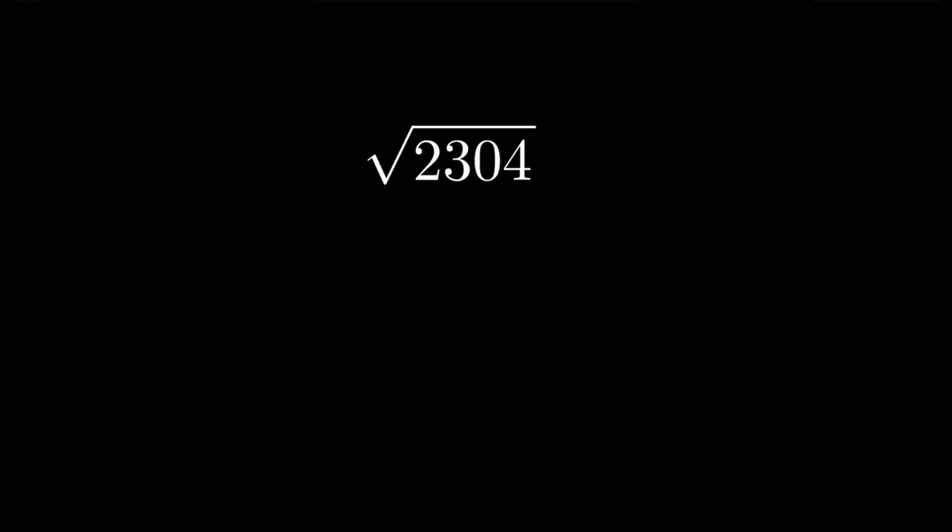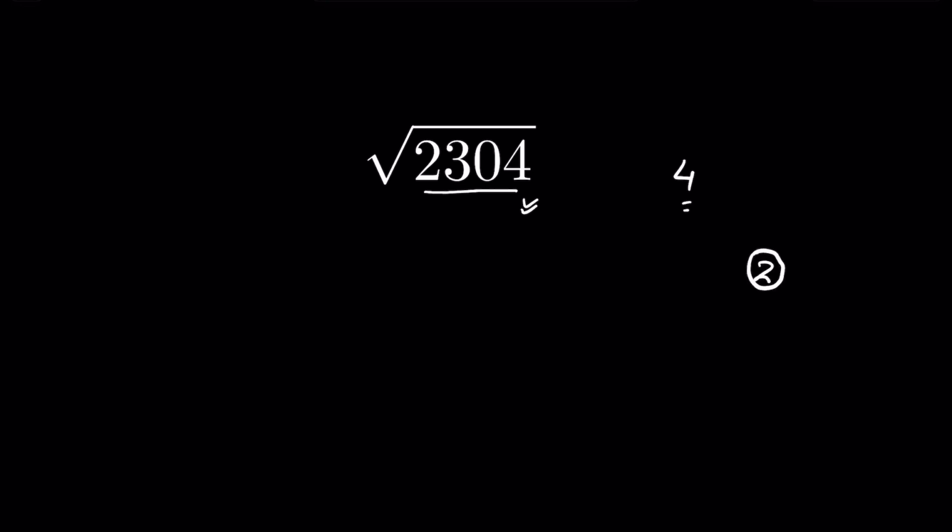2304, we have to find the square root of this number. How to find the square root of big numbers? So there is one method where we factorize this number and find the squares. So if you focus on this number, the last digit is 4. So last digit is an even number. That means this number is divisible by 2.